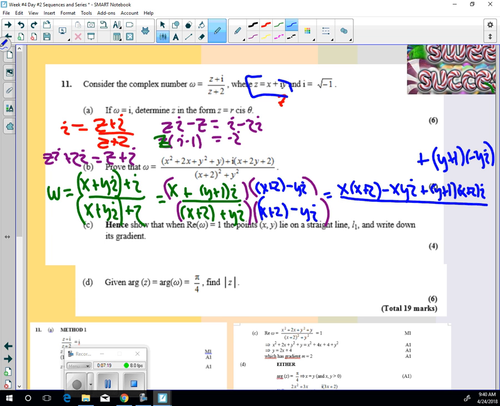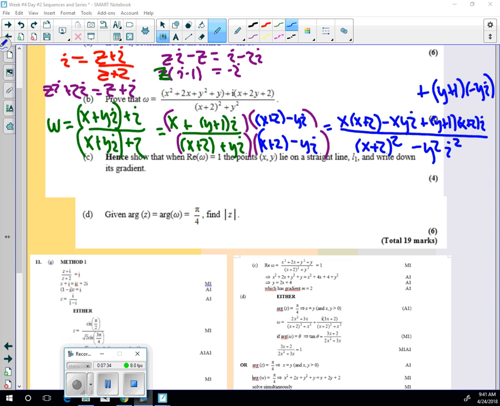In the bottom, it's a lot friendlier. It's (x plus 2) squared. And then the middle terms will drop out, minus y squared i squared. And I'll give you a chance to write that down. Yeah, there's another i in here, so this is going to be i squared, because of this i, and there's an i here and an i here.